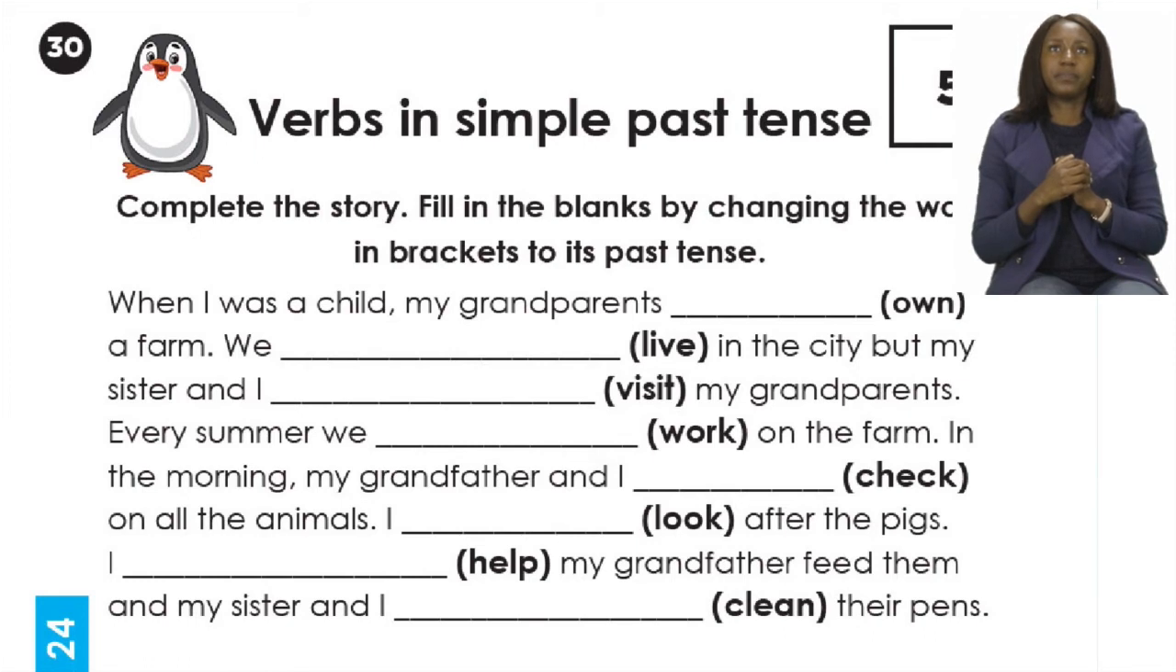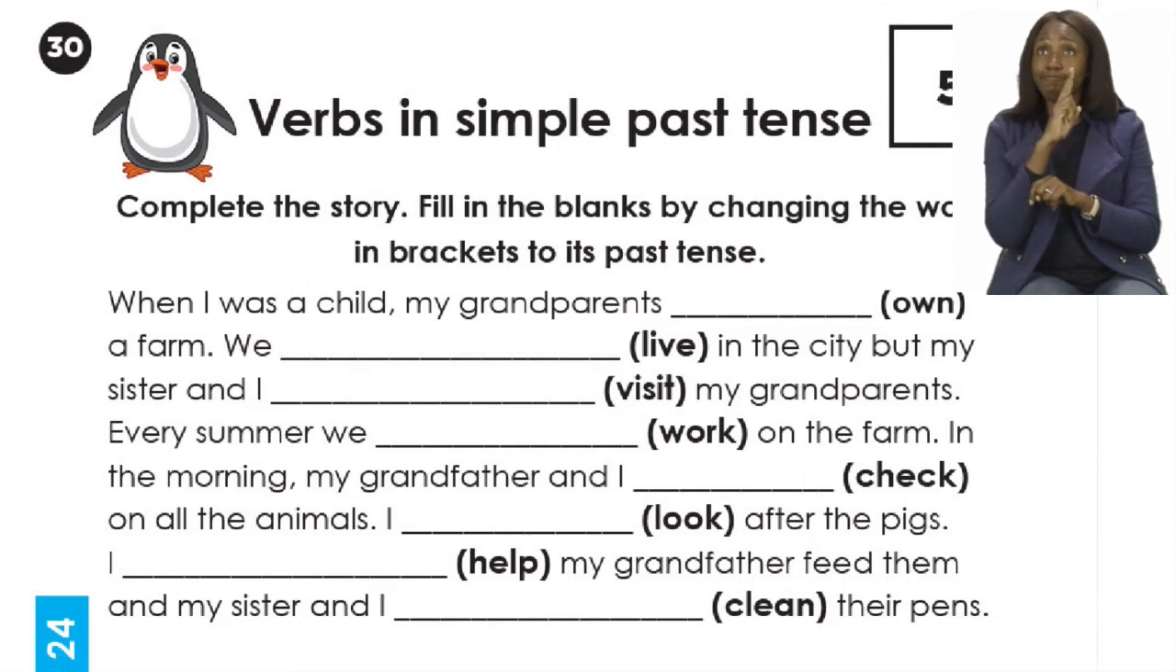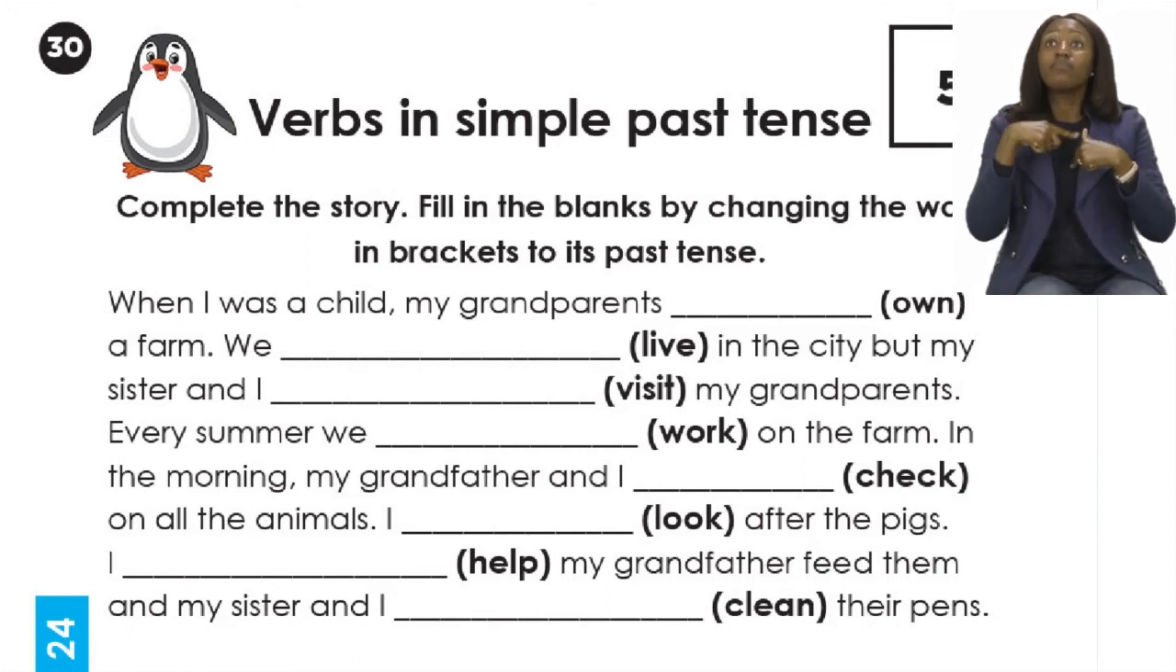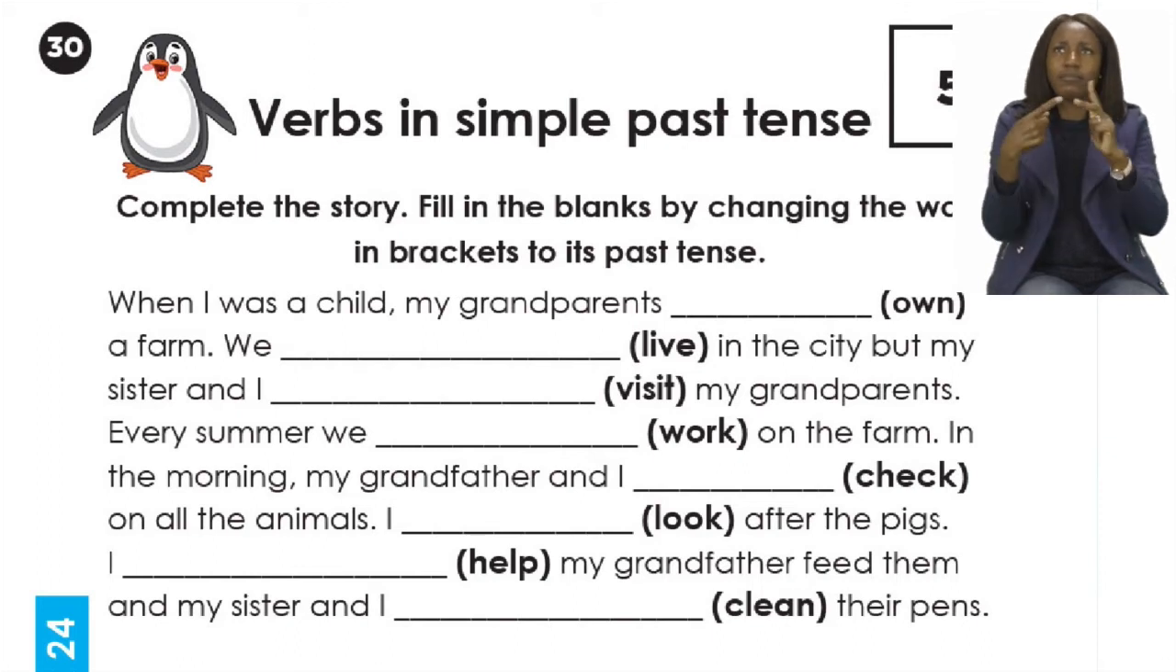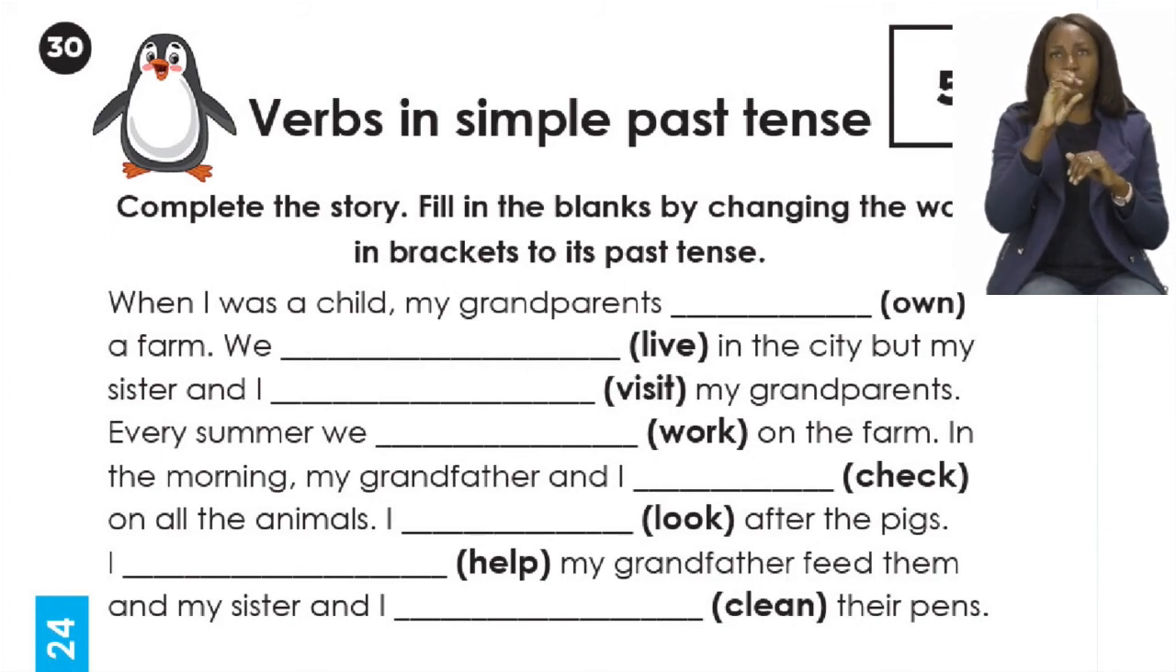You will see there where you have blank spaces. Just next to it, you have words in bold letters in brackets. Can you see those words? Excellent. Now, while we have a good look at these words, can we just quickly look at what these words are? We have own, live, visit, work, check, look, help, and clean.